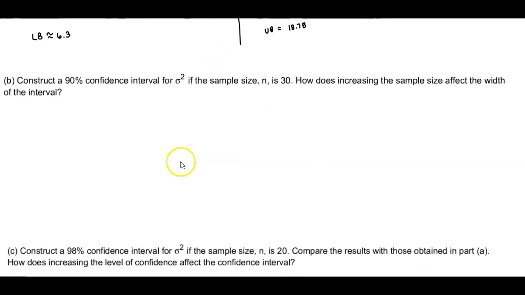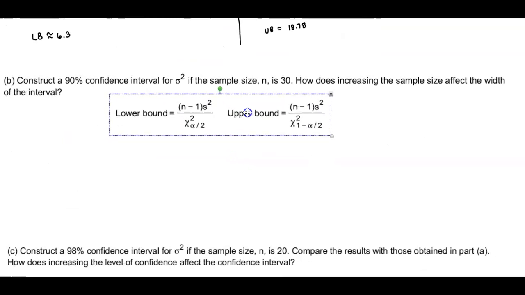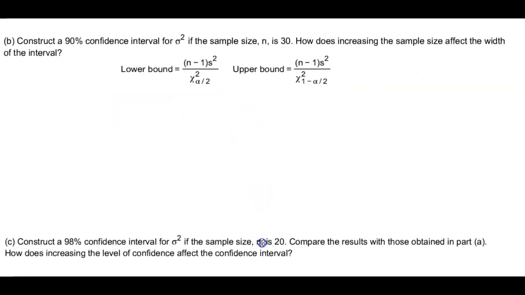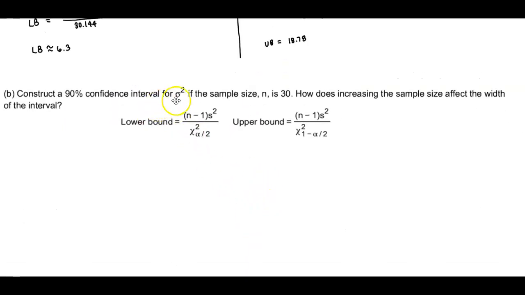Okay, so now in part B, we want to construct a 90% confidence interval for the population variance if the sample size n is 30, and how does increasing the sample size affect the width of the interval. Okay, so the first thing we want to do is find the degrees of freedom. And recall that the degrees of freedom is taking the value of n, which is the sample size, which is 30 in part B, and subtracting 1, which gives us 29.